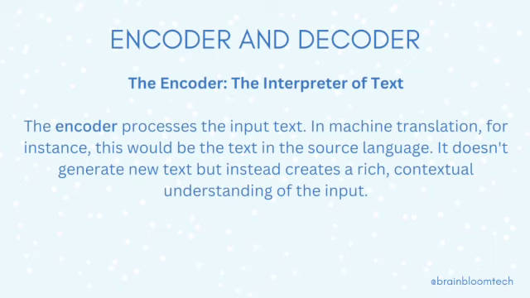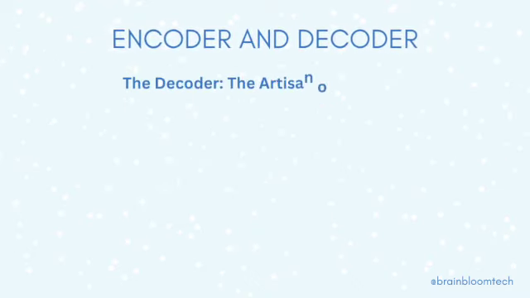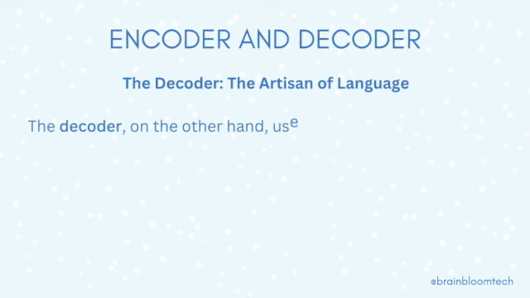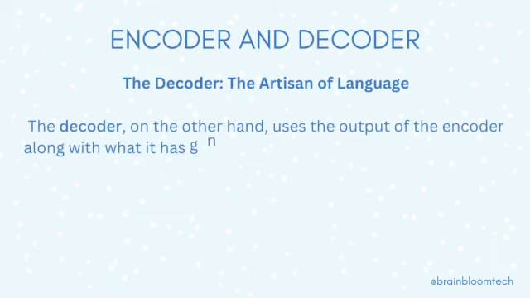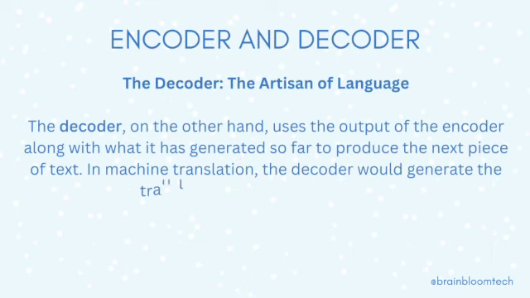The decoder, the artisan of language. Conversely, the decoder can be envisioned as a group of creative scribes. Their role begins once the encoder has processed the text. The decoder takes the rich, contextualized representations from the encoder and starts crafting a response or generating new text. The decoder pays attention to the encoder's map and also what it has already written to ensure coherence and relevance in the generated text. It's akin to a skilled storyteller who not only knows the entire background of the story, but also how to unfold it engagingly and coherently.